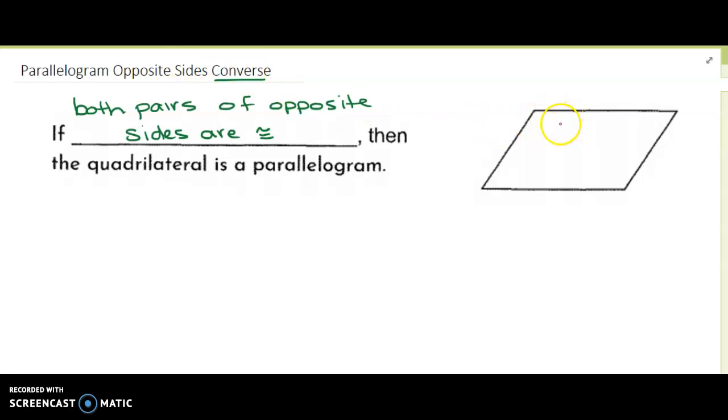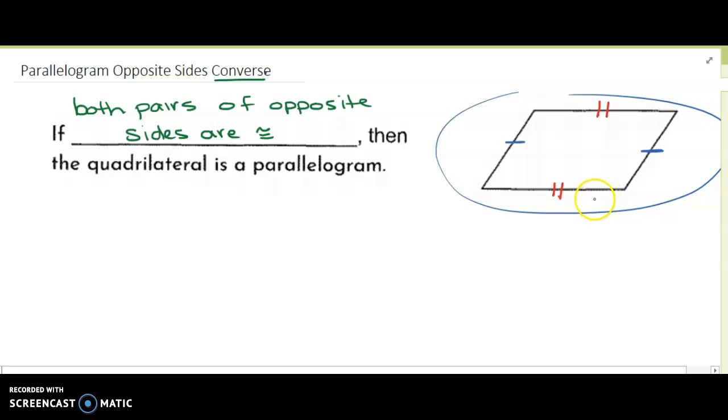Okay, so say we don't know that any sides are parallel. All we know is that these 2 sides are congruent and these 2 sides are congruent. Using this theorem, this is enough to say this has to be a parallelogram then.